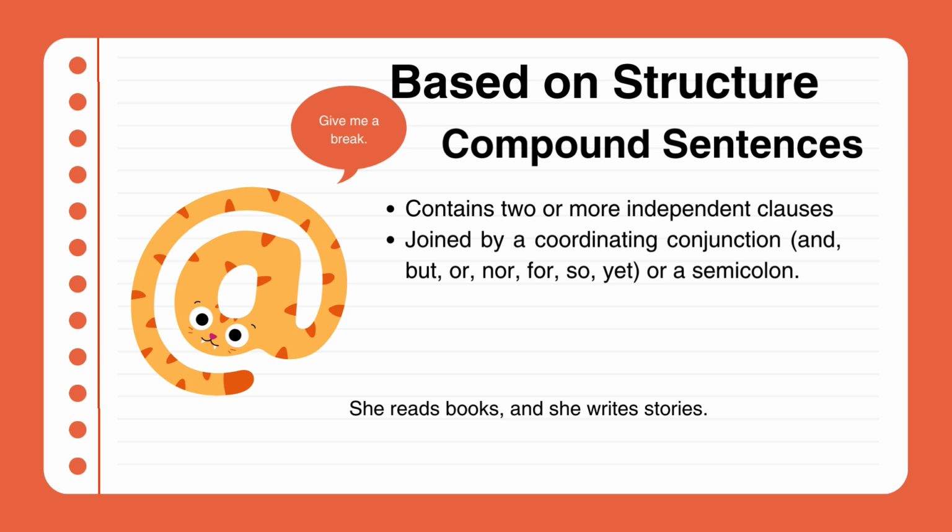Compound sentence. A compound sentence contains two or more independent clauses joined by a coordinating conjunction, and, but, or, nor, for, so, yet, or a semicolon. Example, she reads books, and she writes stories. This sentence has two independent clauses, she reads books, and she writes stories, joined by the coordinating conjunction, and. Each clause can stand alone as a separate sentence, but they are connected to show a relationship between the actions.